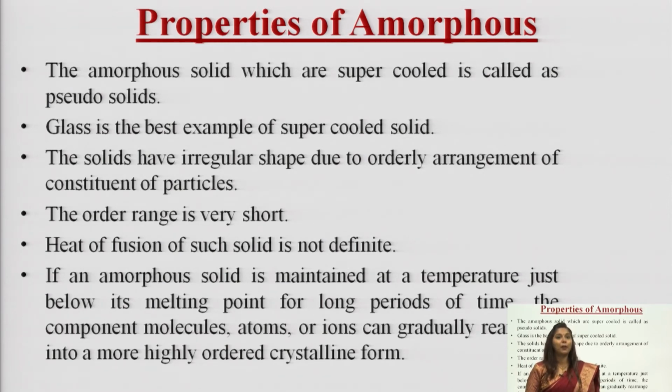तो amorphous form में अगर हम एक temperature maintain कर लेते हैं जो melting point से below होता है, वो भी एक लंबे समय तक के लिए, तो क्या होगा, जो भी हमारे मॉलिक्यूल्स हैं या हमारे जो भी एटम्स हैं या जो हमारे आयंस हैं वो ग्रेजुअली आएंगे. ग्रेजुअली आने के बाद वो रीअरेंज करना शुरू करेंगे एक हाईली ऑर्डर्ड क्रिस्टलाइन फॉर्म को देने के लिए.